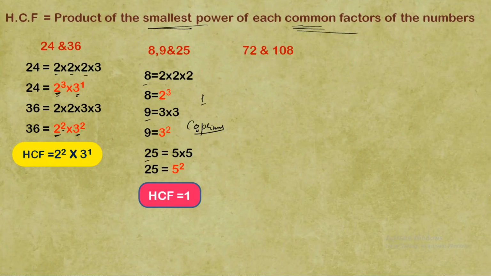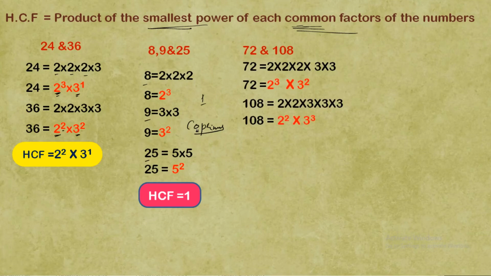72 and 108. So 72 can be written as 2 power 3 into 3 square, and 108 can be written as 2 square into 3 cube. Here we can clearly find that 2 and 3 are common factors, the smallest power for 2 is 2 square, and the smallest power for 3 is 3 power 2, that is 3 square. So this is how we find HCF for any numbers using prime factorization. So let us see about LCM.